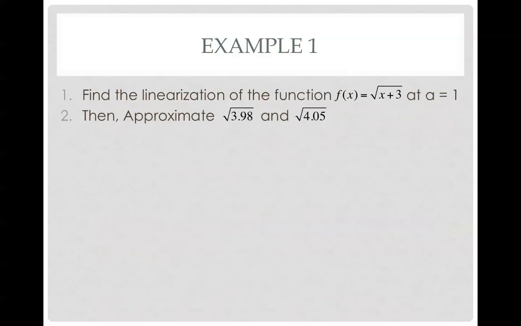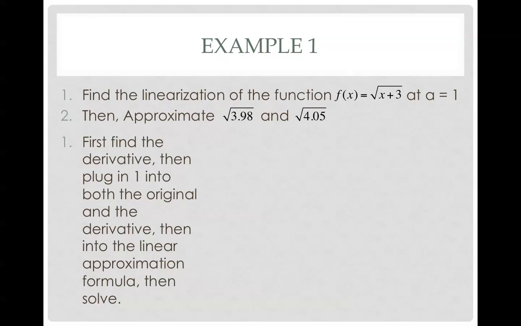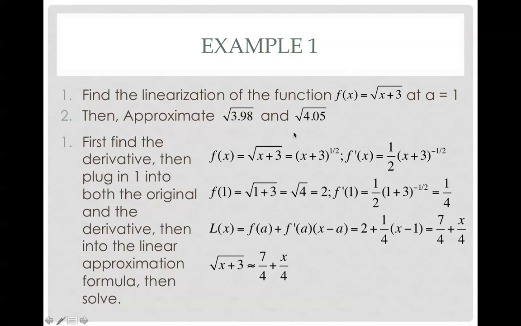So, example 1. Find the linearization of the function f of x equals the square root of x plus 3 at a equals 1. Then approximate the square root of 3.98 and 4.05. First you need to find the derivative, then plug 1 into both the original and the derivative, then into the linear approximation formula, then solve. So first, like I said, find the derivative, which is right here. The derivative is 1/2 times x plus 3 to the negative 1/2.